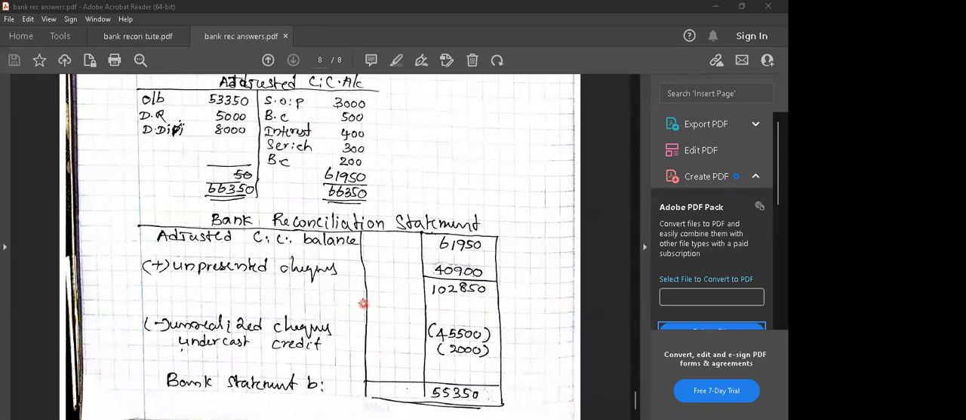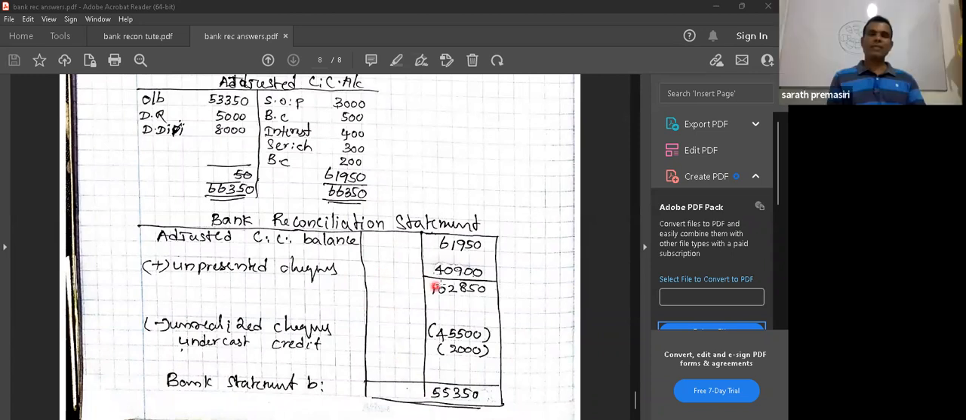So I wrote the values of the checks separately in the first column. Is that okay? Yes, no matter. It's good, it's better. You can write the checks one by one here, and the total can be taken here. And here also you can write the check values one by one, and the total can be taken here.